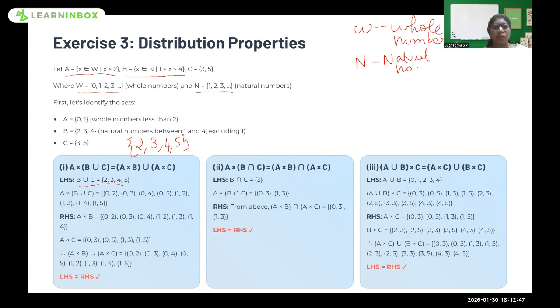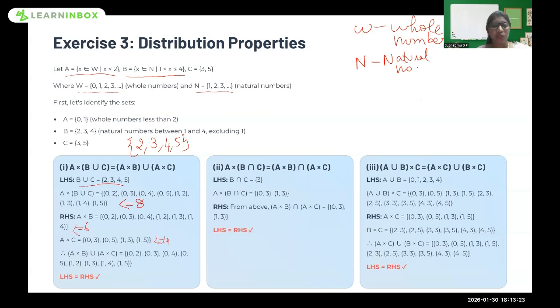Then you will be going with your A cross B union C. So in A, there are 2 elements. In B union C, there are 4 elements. In total, you will be having 8 elements. Then going on with your RHS, you will be finding what is A cross B first, then A cross C next. For A cross B, you will be having 6 elements in total. And in A cross C, you will be having 4 elements in total.